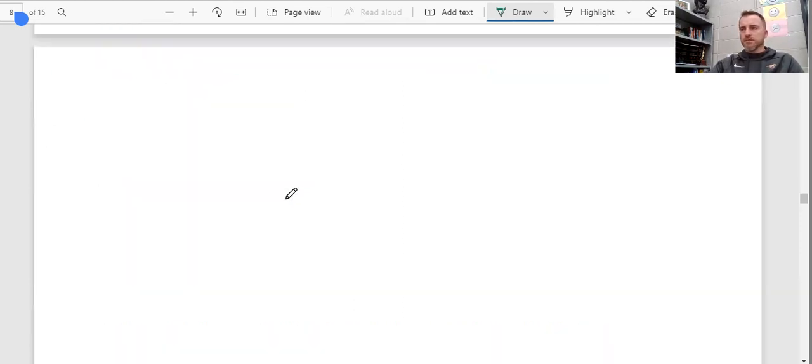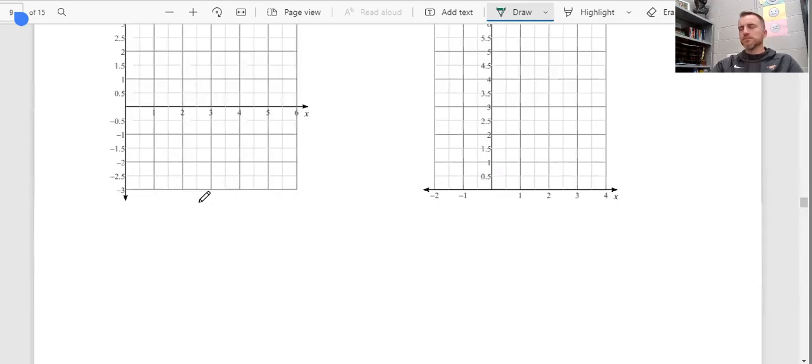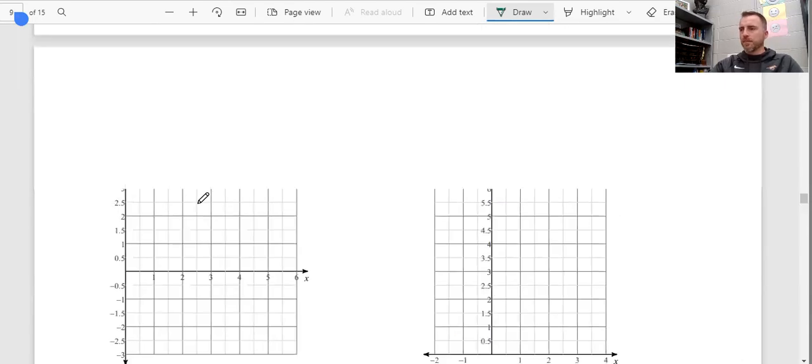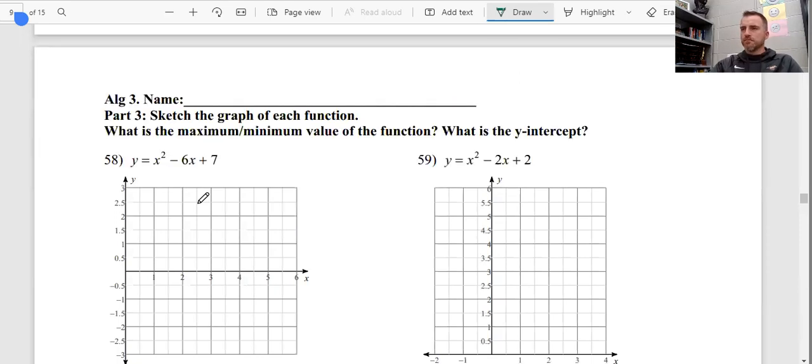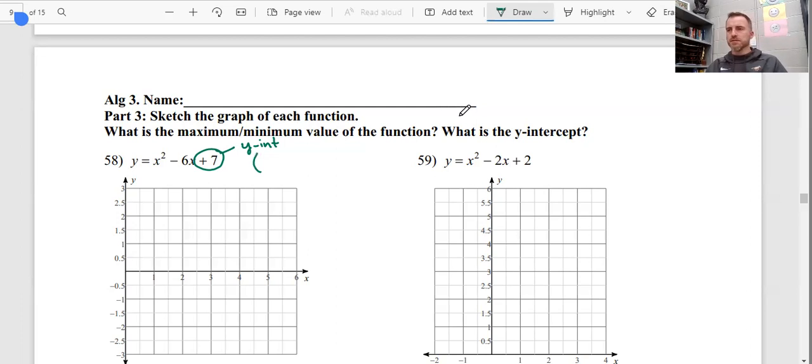And the graphing saga continues. All right, we're supposed to sketch the graph of this function. We're supposed to know what the minimum and maximum value of the function is, and supposed to say the y-intercept. So these are all written in standard form. And in standard form, the constant term is the y-intercept. So the y-intercept on this one is 0, 7. It's where it crosses the y-axis. And so we can't even see it on this graph.